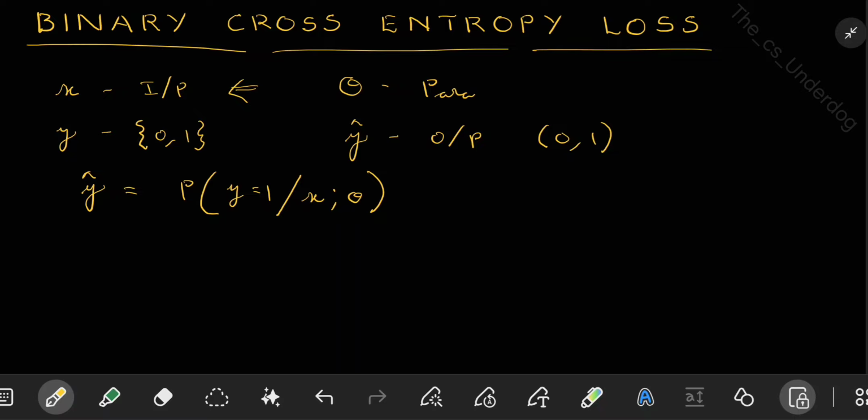So this value, keep in mind, will belong to 0 to 1. This is about y cap. True label y will be either 0 or 1. It can't take values in between. What I'll do now is, firstly, I'll directly write the BCE formula, that is binary cross entropy. I'll directly write the formula.